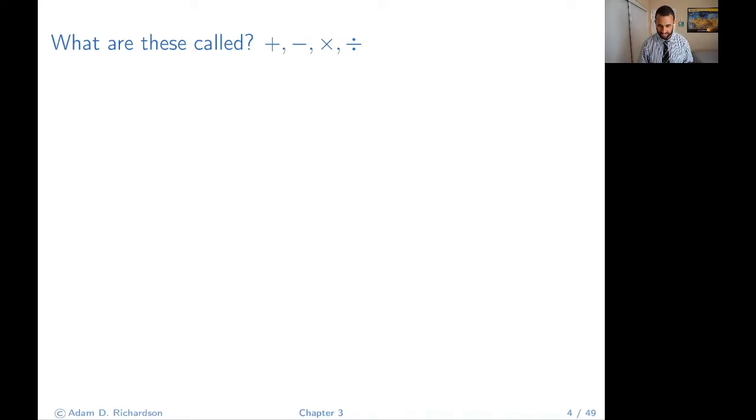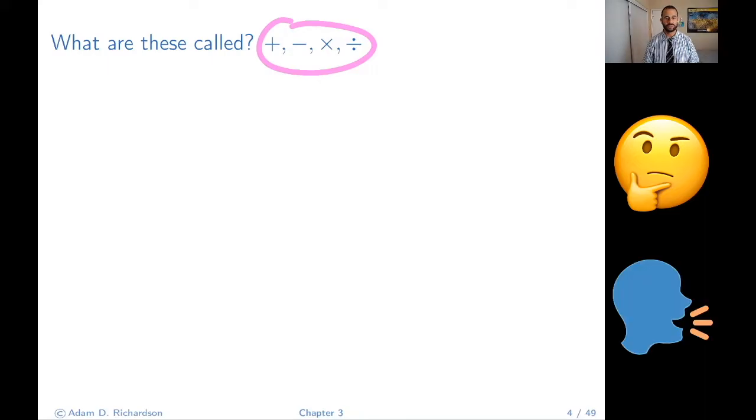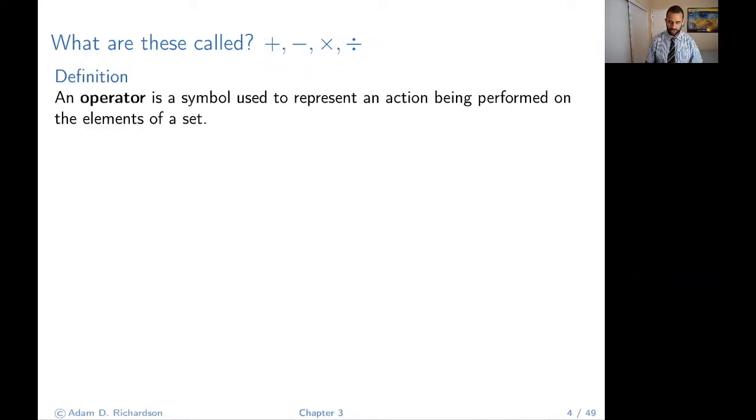Okay, so here's a good question for you. I'm just going to leave this up here for a second. What are these symbols here called? There's a name to describe all of them at once. What do you think? Talk out loud to yourself or talk to your group members. What would you call those as a group? There you go. Those are called operators.